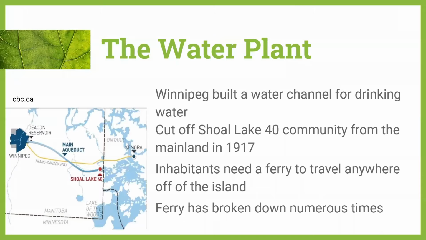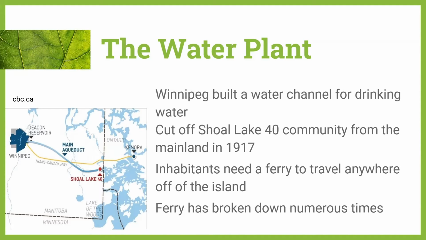So in 1917, the community of Shoal Lake 40 was cut off from the mainland because Winnipeg wanted to build a water channel for their drinking water. And as you can see on the map here, the main aqueduct was built from Shoal Lake 40 to Winnipeg. And Shoal Lake 40 used to be on the mainland, but now they were moved to an island.